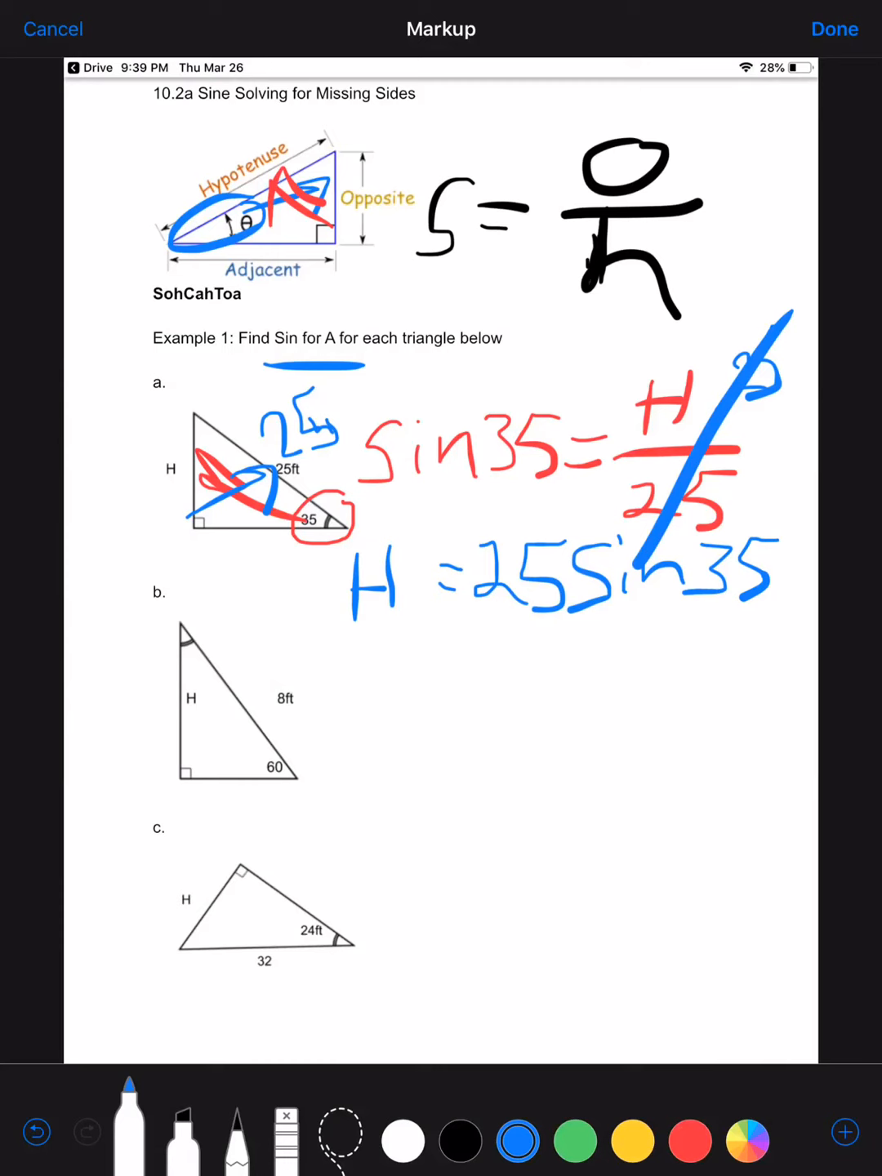And our answer for our first one would be H is equal to 14.34. So, again, you'll plug in exactly how you have it written, hit enter, you'll get an answer. So let's go to the next one.